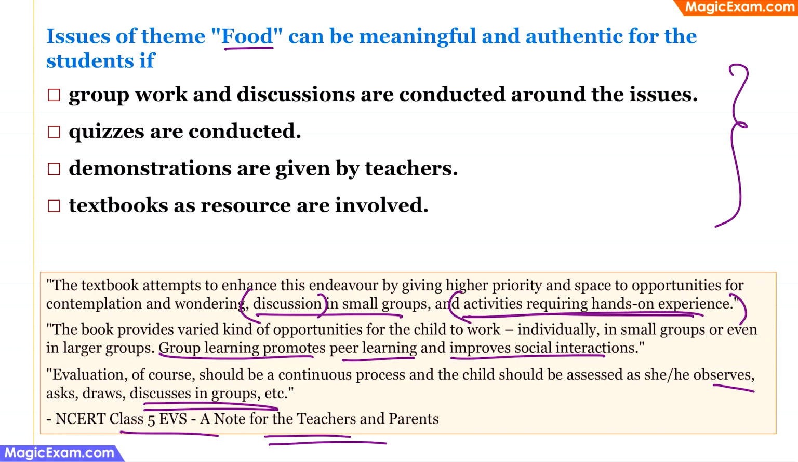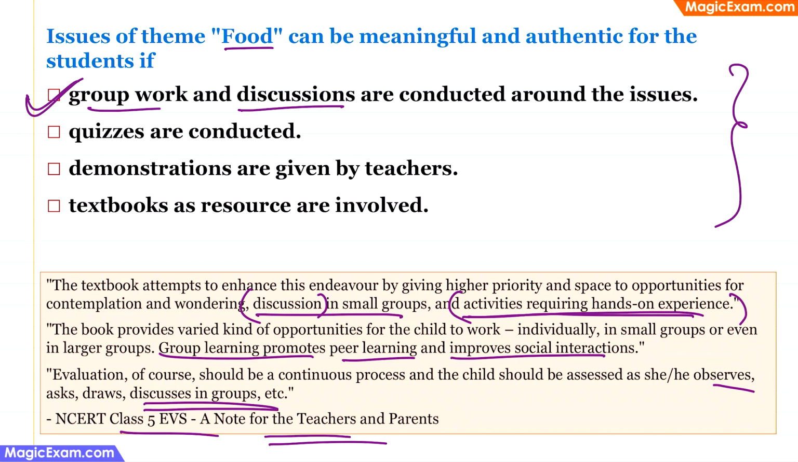The first one says group work and discussions are conducted around the issues. This is the correct answer because children learn a lot by relating to each other, by talking to each other, by discussing with each other, by learning from their friends, from their surroundings, from their family, peers, teachers, everybody, right? Therefore, by giving them group work and discussions, they can learn a lot from the environment around them. Therefore, this has to be the correct answer.